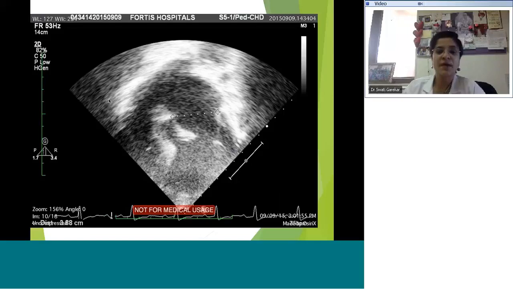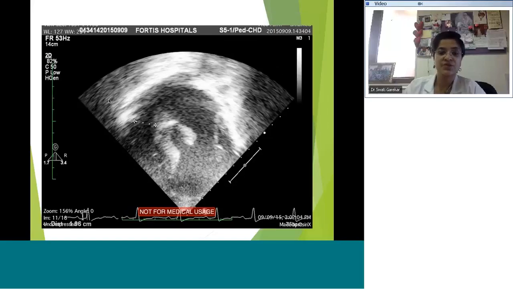Remember, the whole point of doing an echo is to figure out the management plan, and then if you have to take a patient to the OT, you should know whether the patient needs annuloplasty or not, along with something for a long chordae in this case, for example. So do not skip any step.